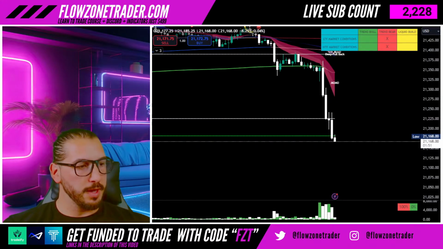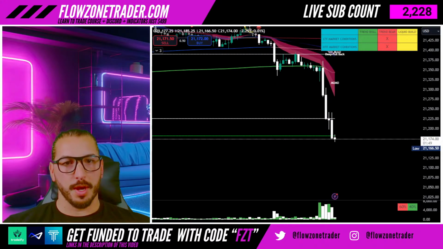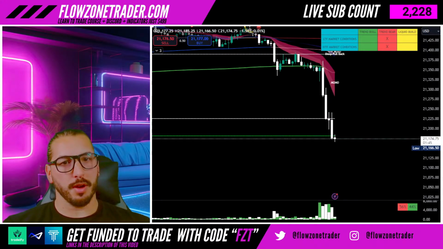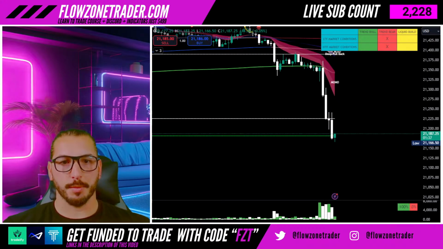So VIX into 18s, through 18s now. We are through previous day low. ES still has some room to move lower. All right, if you're trading ES, it still has room to move lower if it's going to go for previous day low. It has filled all its gaps now, so it is efficient in terms of its gaps.